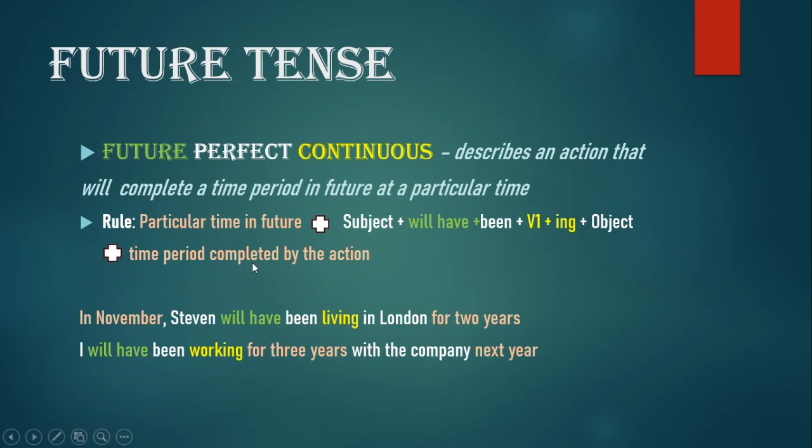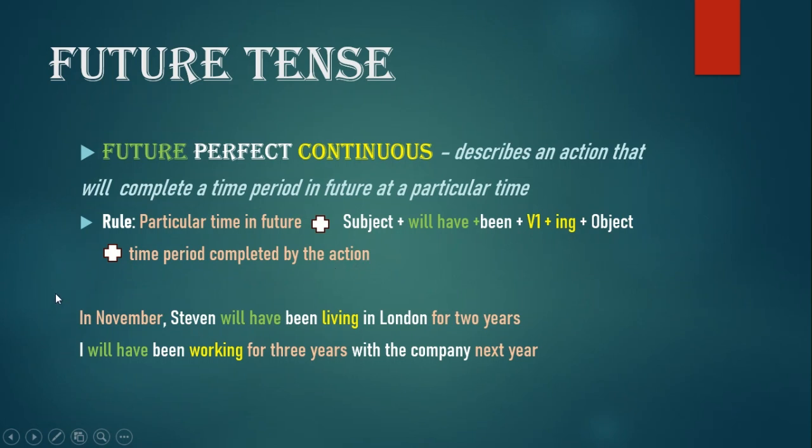So the rule goes like this. At a particular time in future, we have subject will have, that is the future part. Been, now been is third form of the verb be. So it takes care of the perfect element of the tense, perfect continuous. So subject will have been, root form of verb plus ing, that is the continuous part, plus object. And the addition, time period completed by this action. Okay, so let's look at the example to make it clear.